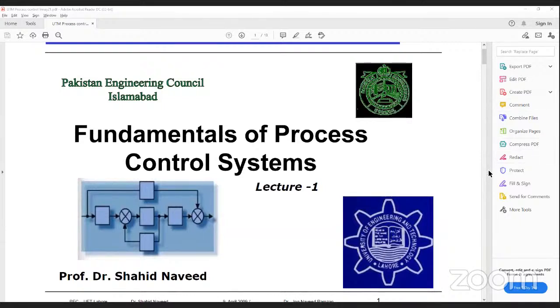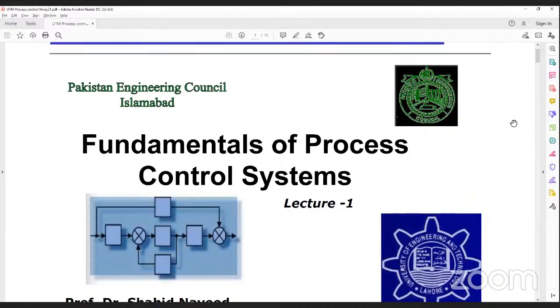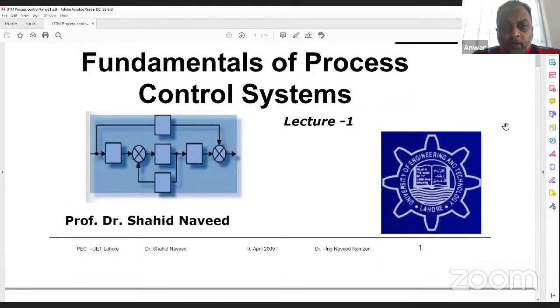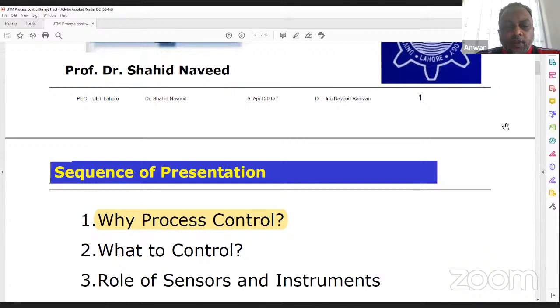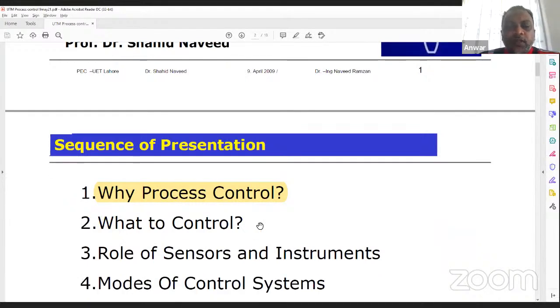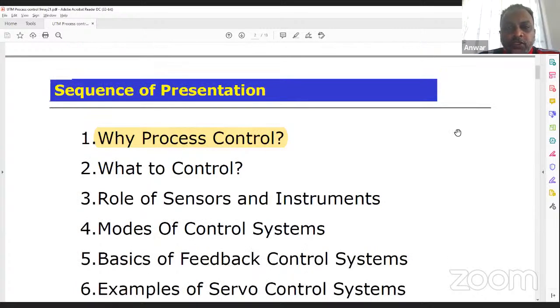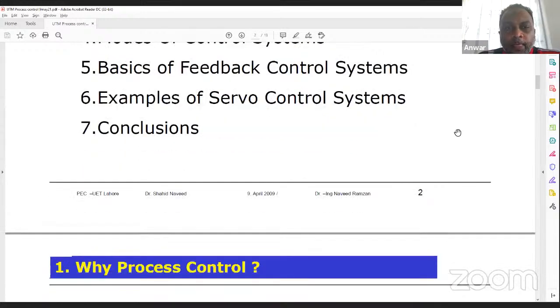Okay, so just focus on the content of why process control. This is the only subject that I'm going to touch today because we do not have much time. So why process control is important and why we need process control.